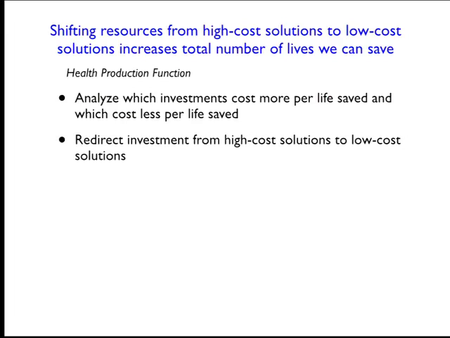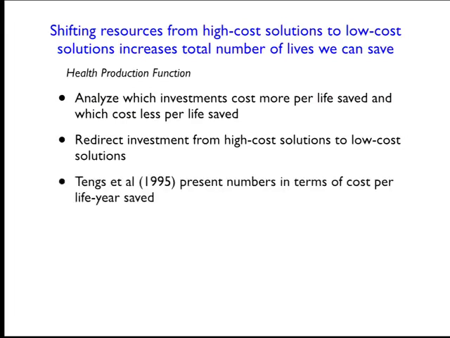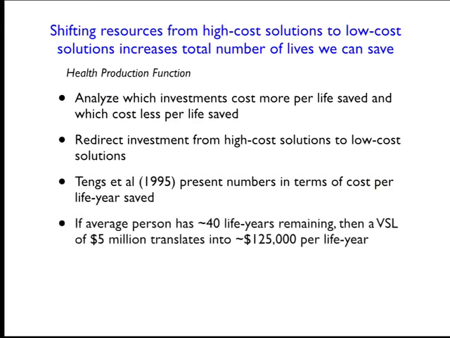So if you were a policymaker, the goal would hopefully be to redirect investment from high cost solutions to lower cost solutions. And so what the article does is it presents numbers in terms of the cost per life year saved. So lower cost here is going to be better in the sense that you're spending less to save one life year. If you want to translate this into VSL numbers, you have to start thinking about the number of life years that would correspond to a typical statistical life saved.